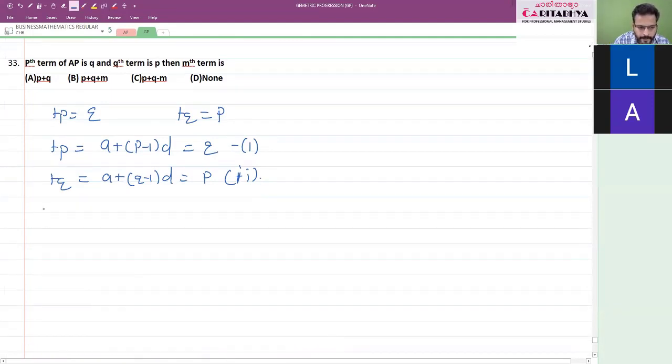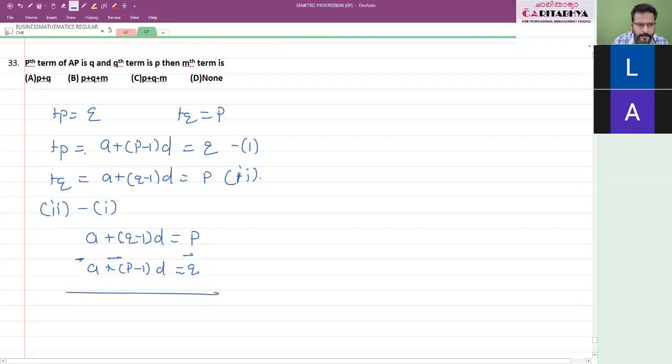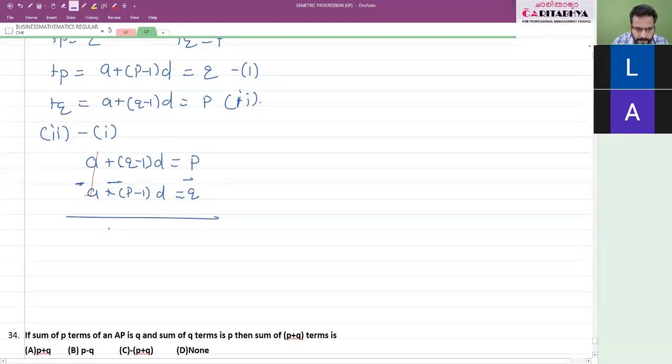Then equation 2 minus equation 1. Okay. So a plus q minus 1 into d is equal to p. Then a plus p minus 1 into d is equal to q. So, elimination method, a gets cancelled. So we get q minus 1 into d minus p minus 1 into d is equal to p minus q.